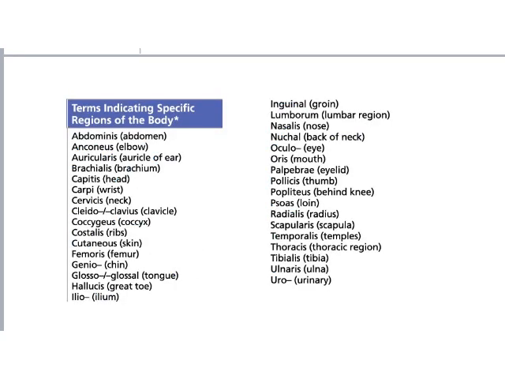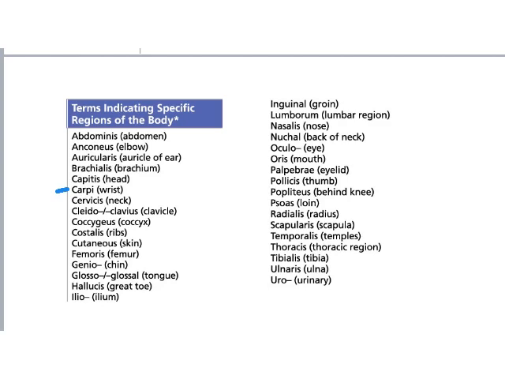Here are some terms that indicate the region of the body. I'll just go through and read them, and you can look and memorize which parts of the body they talk about. Abdominis, anconeus, auricularis, brachialis, which I already mentioned, biceps brachii, capitis, carpi. You'll see that a lot of the muscles of the forearm have the term carpi in them.